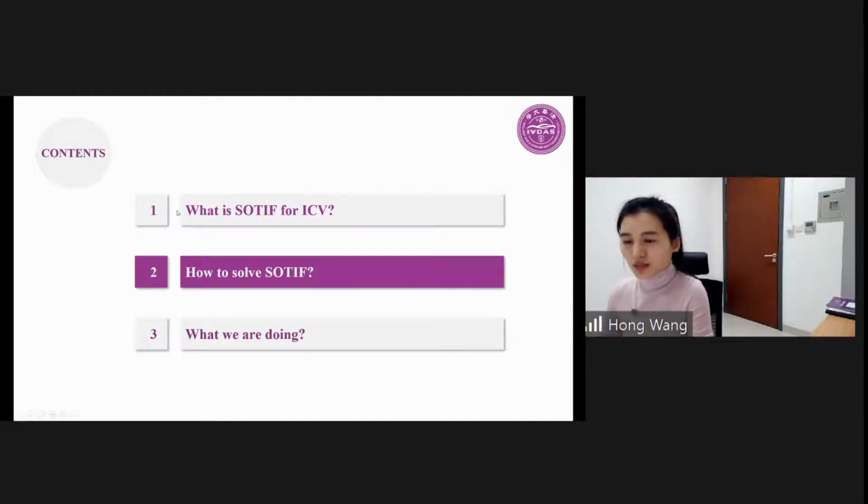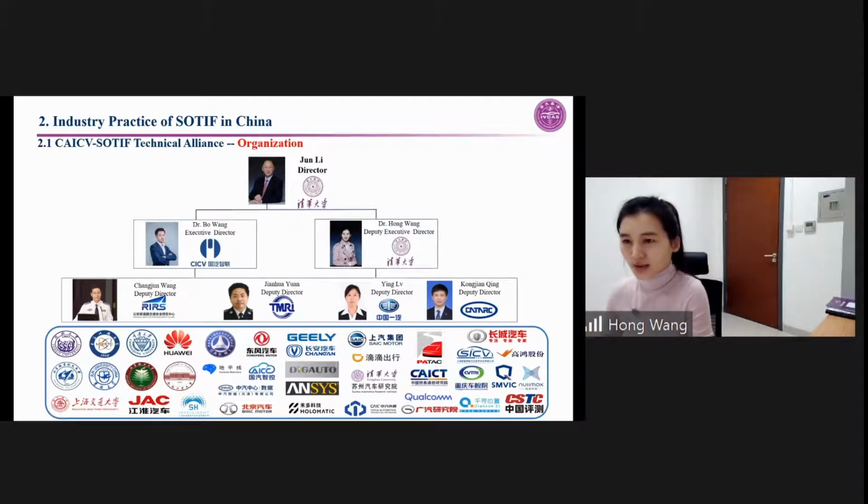The second part is how to solve it and what the general roadmap to solve SOTIF is. Let me introduce to you one technical alliance generated just to solve the SOTIF issue. It is the CARCV SOTIF Technical Alliance. Professor Zhu from Tsinghua University, who is a member of the Chinese Academy of Engineering and also the president of China SAE, organized this technical alliance. There are 44 enterprises dedicated in this area to try to find the roadmap or technical route to solve the SOTIF issue.